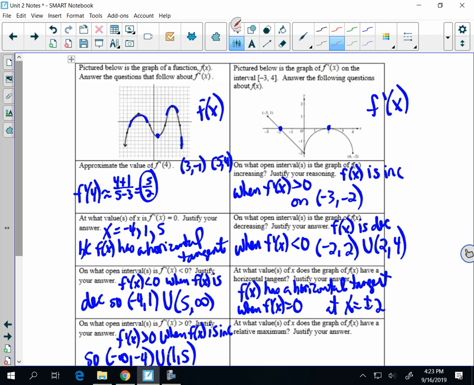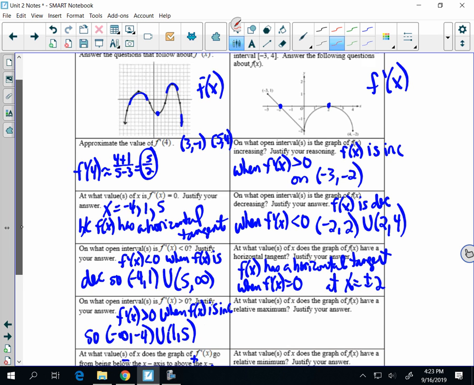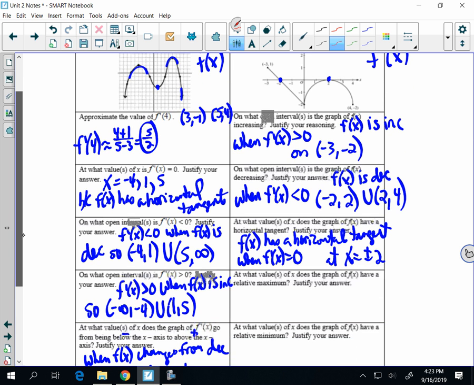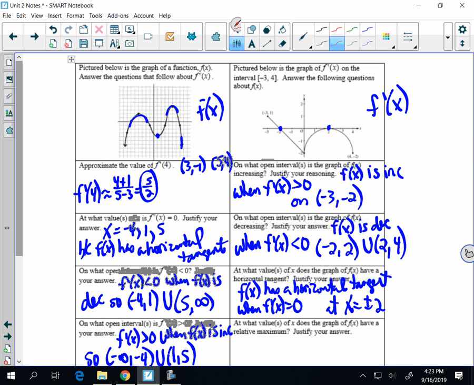Okay, so look at the next one. It says, at what values of x does the graph of f of x have a relative maximum? Justify your answer. And I'm guessing the next one says, where does it have a relative minimum? Justify your answer. Well, where the derivative equals 0 is where our options are. So look at this one. At -2, what happens at -2? Well, it went from being above the x-axis to below the x-axis. So the values went from positive to negative. So that means the function's going from increasing to decreasing.